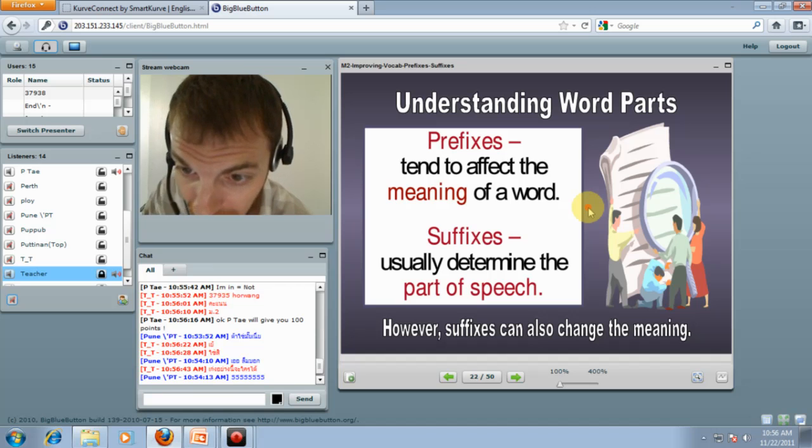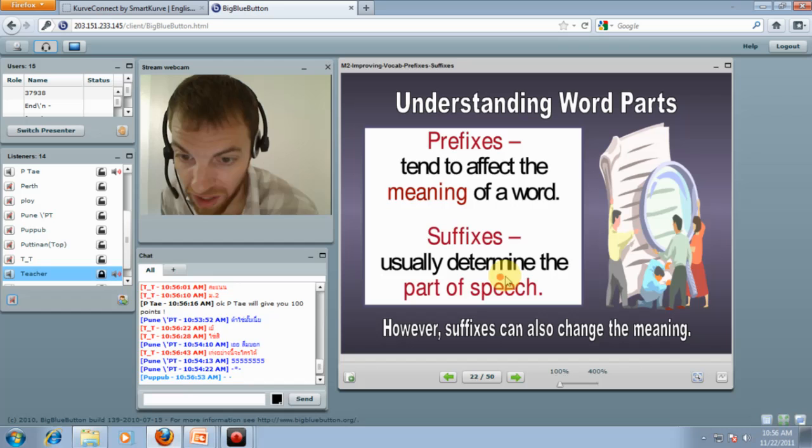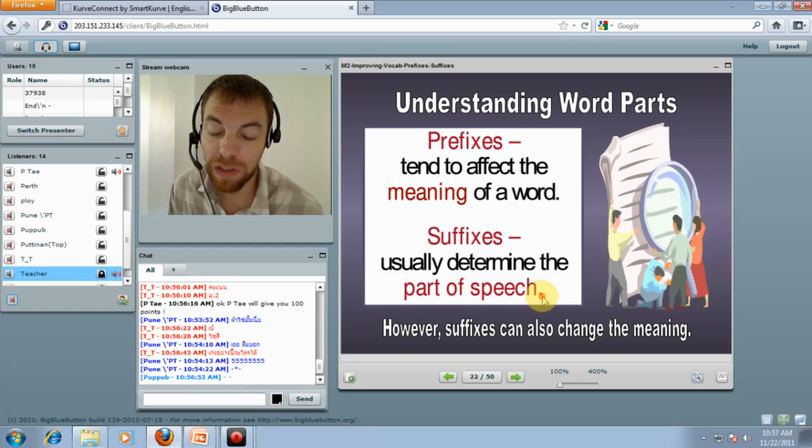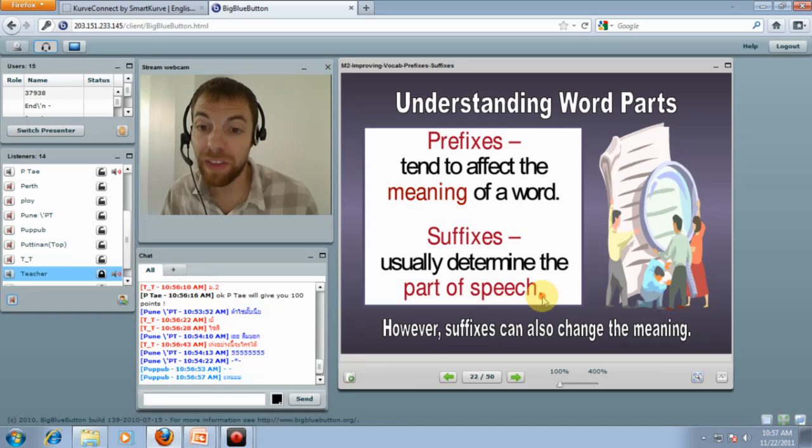So prefixes tend to affect the meaning of the word, and a suffix usually determines the part of speech. So it will let you know if we are talking about yesterday or tomorrow or today by the suffix at the end of the word.